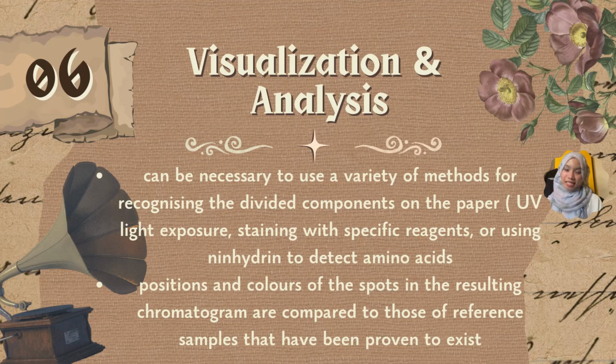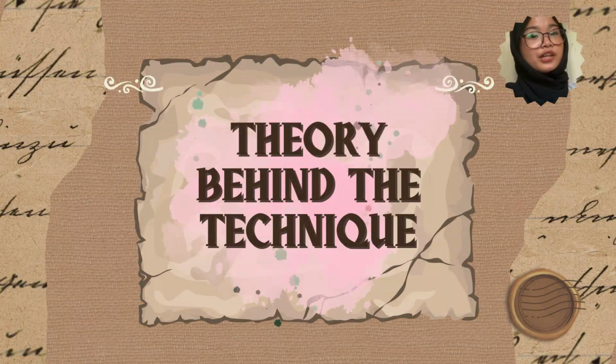And the last one is visualization and analysis. It can be necessary to use a variety of methods for recognizing the separated components on the paper. Common methods include UV light exposure, staining with specific reagents, or using ninhydrin to detect amino acids. The positions and colors of the spots in the resulting chromatogram are compared to those of reference samples that have been proven to exist. Okay, so now we move to the theory behind the technique.